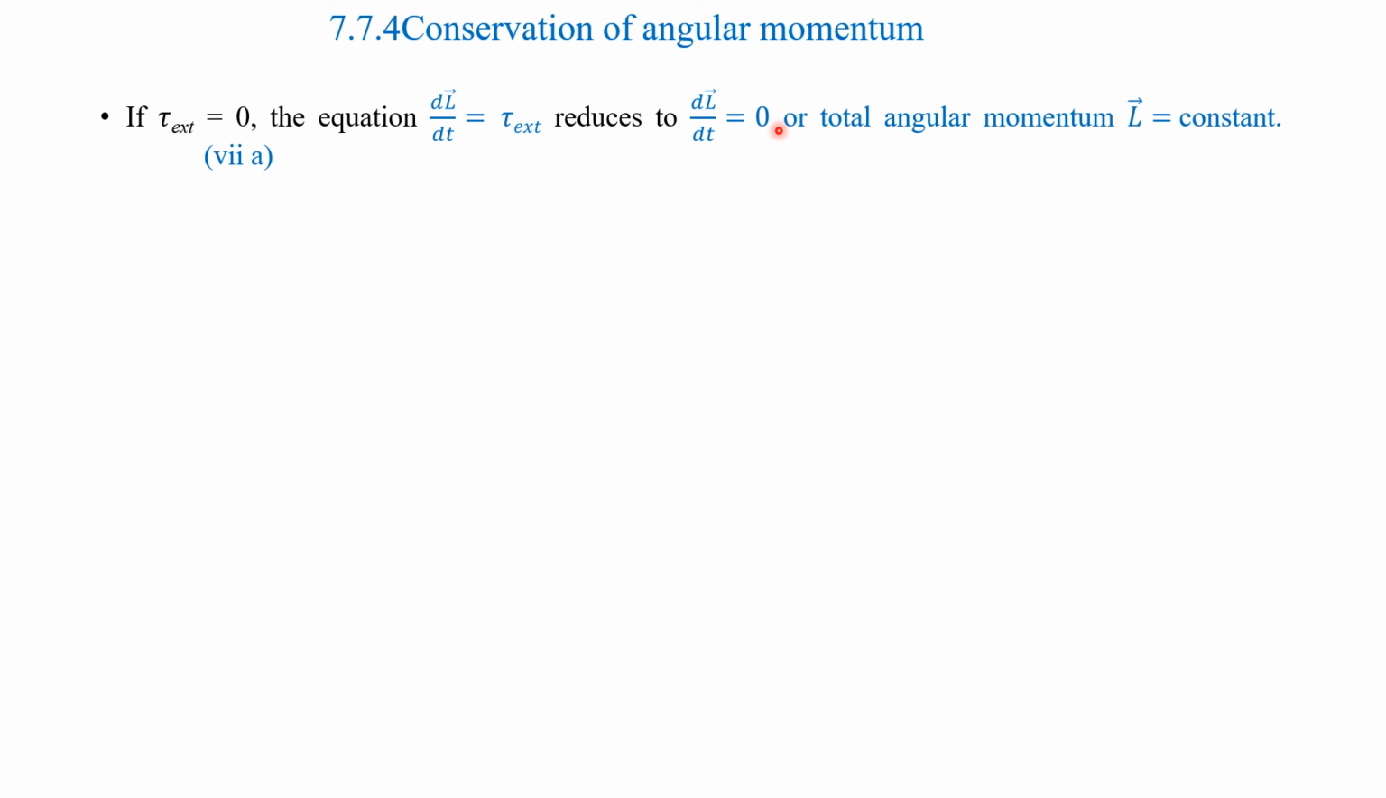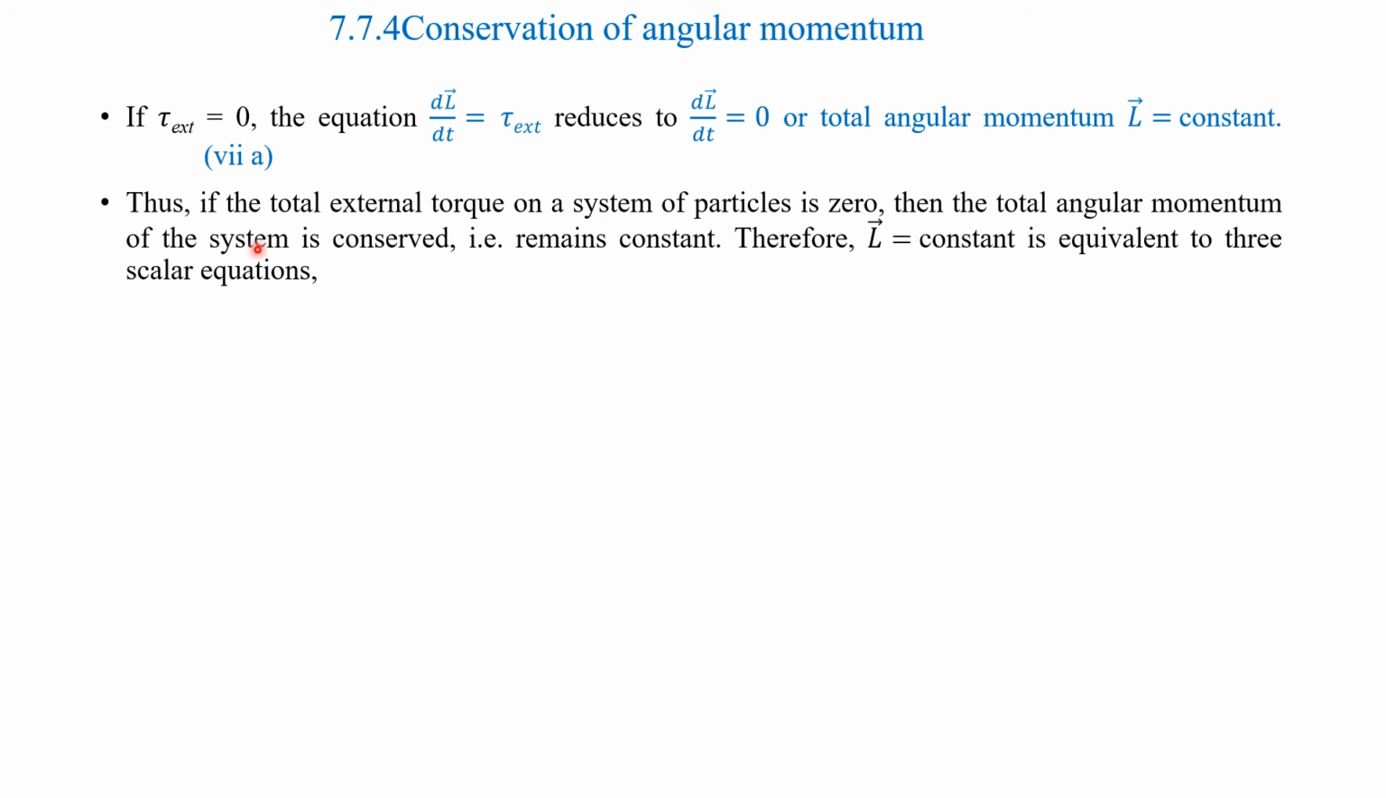That means, from the knowledge of our differential calculus, if the differential is 0, the parameter here, L, is a constant. That is, differential of a constant is 0. Therefore, L is a constant. Let it be equation 7a. Thus, if the total external torque on a system of particles is zero, then the total angular momentum of the system is conserved, that is, remains constant.